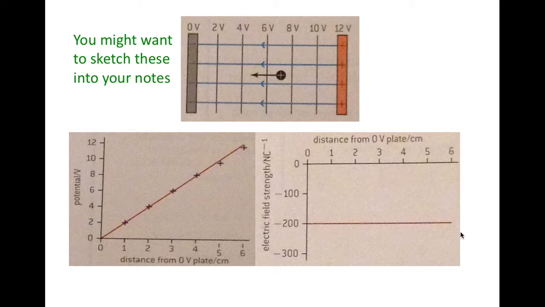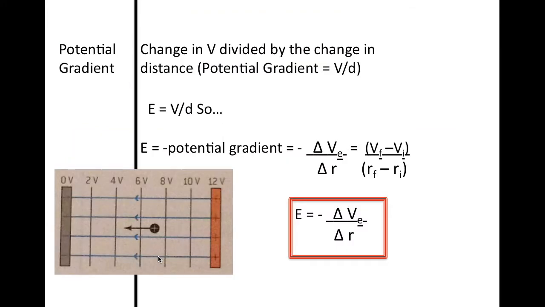Now, when talking about graphs, we can talk about the gradient or the slope. The gradient of the potential distance graph from over here is known as the potential gradient. Potential gradient is the change in potential divided by the change in distance, or d. This is V divided by d. We can then make the connection that the electric field is the negative potential gradient, or the negative of delta V divided by delta r, replacing the variable d for distance. The minus sign just lets us know that the direction of the vector electric field is always opposite the potential.